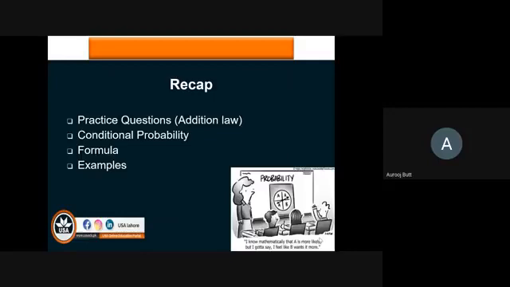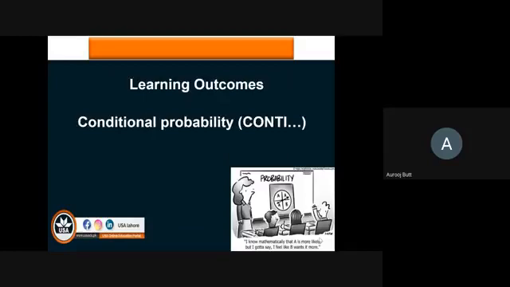Now, what does conditional probability mean? Suppose you have additional information, and just because of that additional information, your sample space reduces. When you need to compute the probability related to the reduced sample space, that is defined as conditional probability. We've discussed the formula and practiced questions for this law as well. So in today's lecture, we'll continue the topic of conditional probability and practice some more examples so that we can grasp the concept as much as we can.